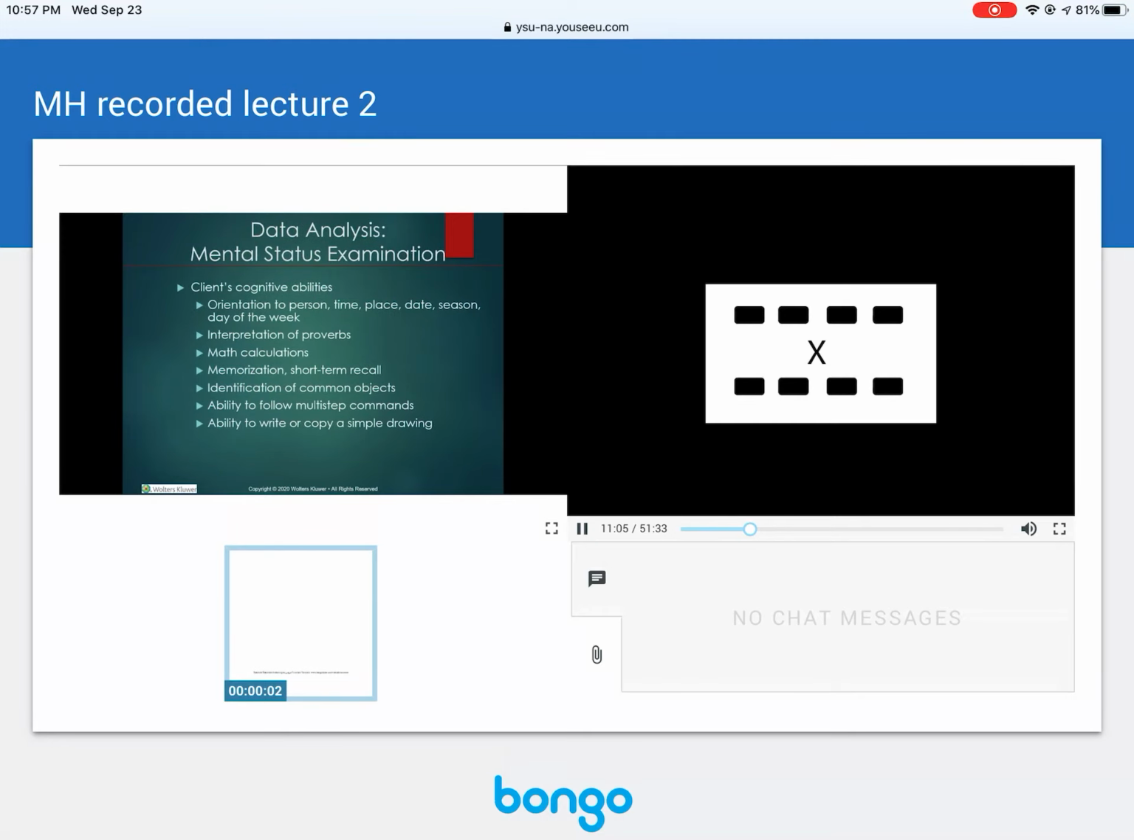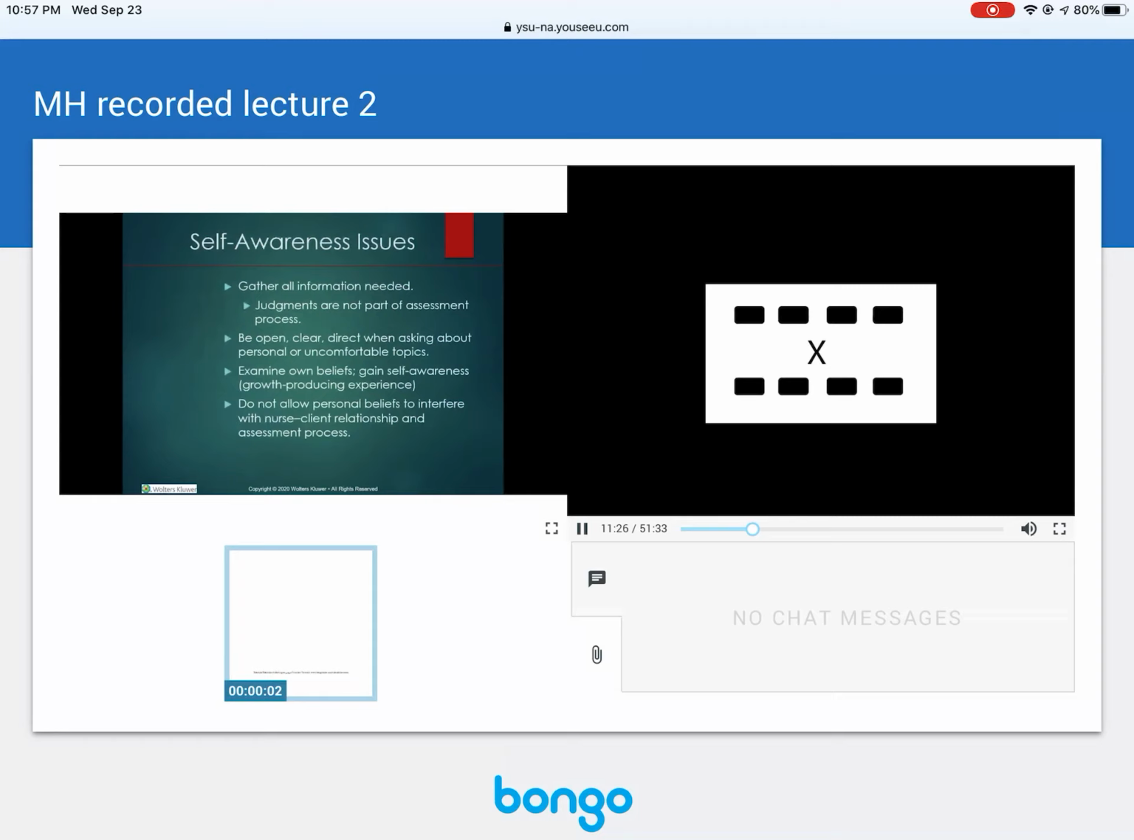Can they do things? This is called a mini mental status exam, or a mini mental, and it looks at these areas, and it's used a lot of times to determine whether or not there may be the onset of dementia. I'm going to try to get a copy and upload it so that you guys can see what that looks like. So you gather all the information.